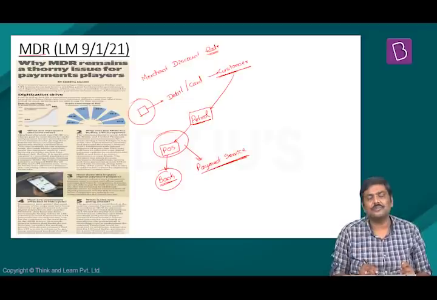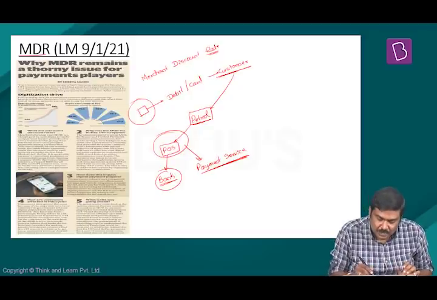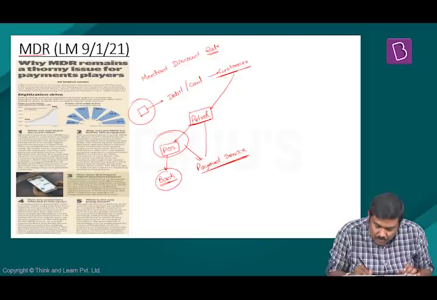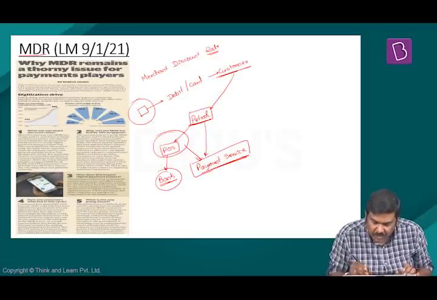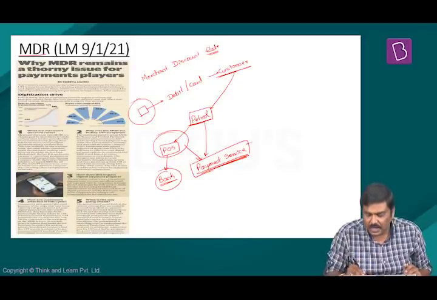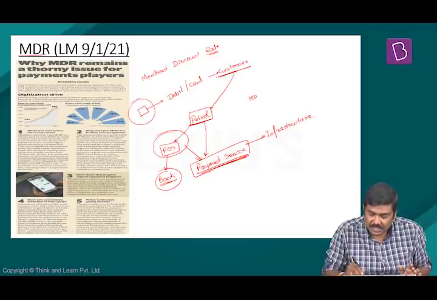kind of a transaction. So whenever this kind of a transaction happens, this particular merchant will pay certain charges to this particular payment service provider. For what reason? Because this particular payment service provider has provided infrastructure for conducting the transaction. So this is a basic idea of a merchant discount rate.